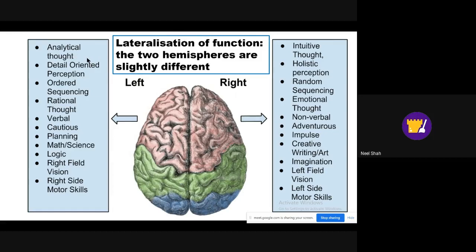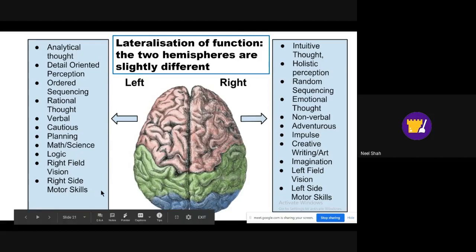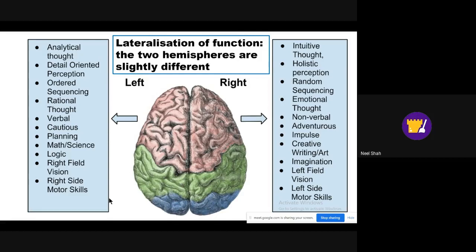They might be more analytical. They might notice more details. They might like to order things in sequence, and think about rational thought. Maybe they're more scientific, more mathematical, and logical about how they do things. And it is also to do with your motor skills: how well you can catch something, how well you do at sports, how you drive, how you play computer games. All of these are motor skills that work on the left side of the brain.